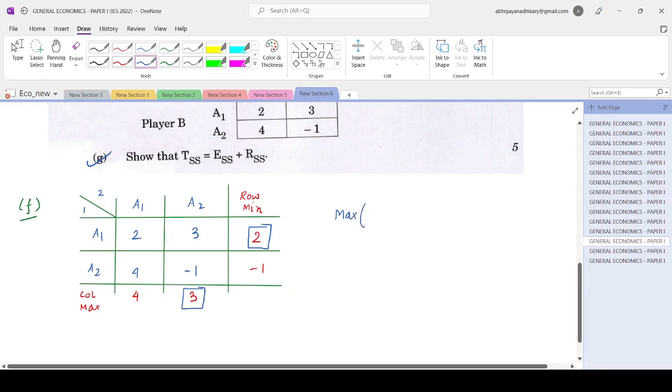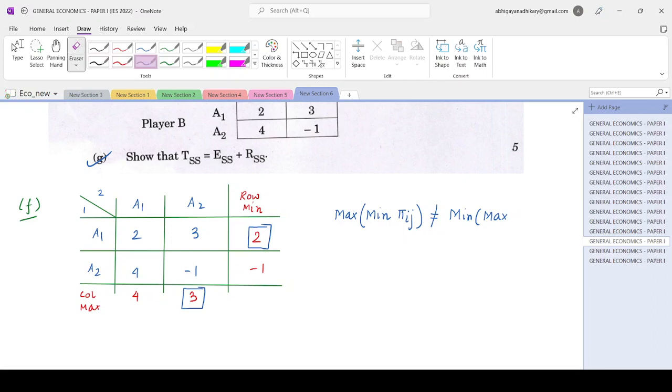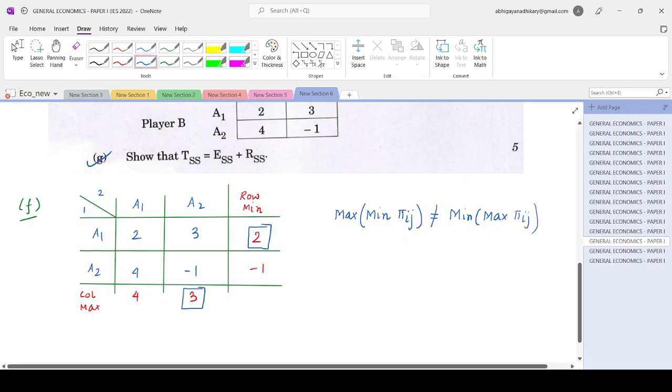So max of min of the payoffs is not equal to min of max of the payoffs, right? That basically means that you cannot have an equilibrium in pure strategy. You cannot solve it in pure strategy. So one possible way out is to go for mixed strategies, right?